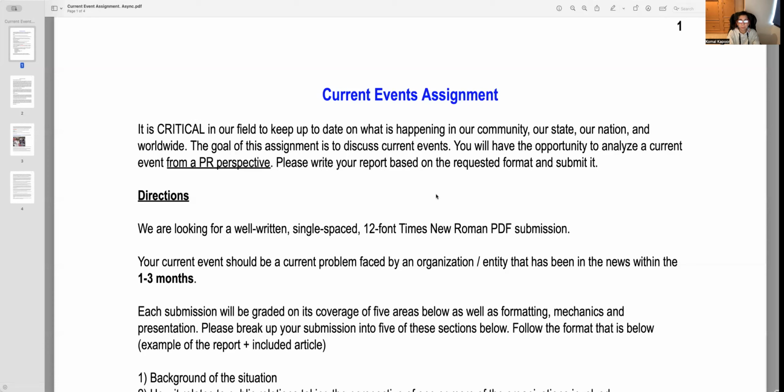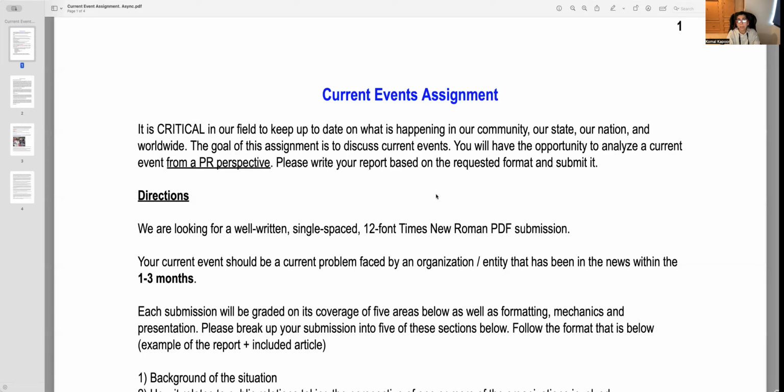And there is a specific request for how the format of the assignment needs to be. We're looking for a really nicely written, single space, 12 font, Times New Roman submission, and it needs to be a PDF submission. That way, your format will not go wonky, and it'll stay exactly how you've intended for it to stay.